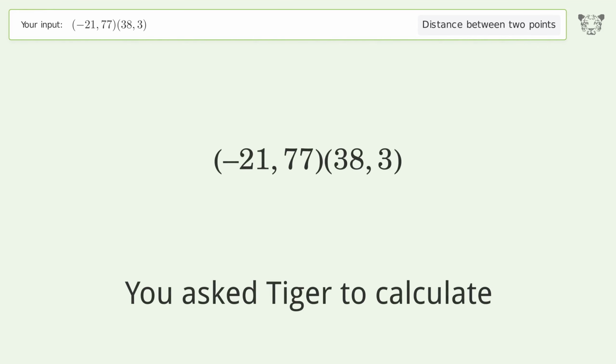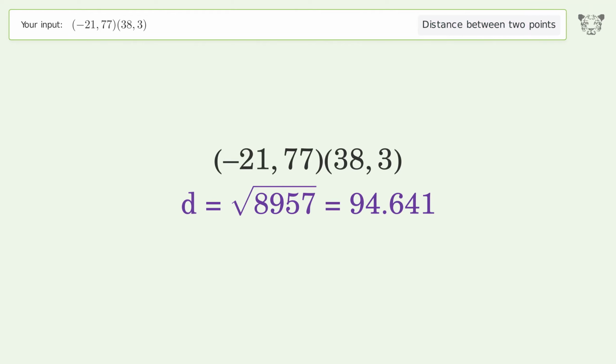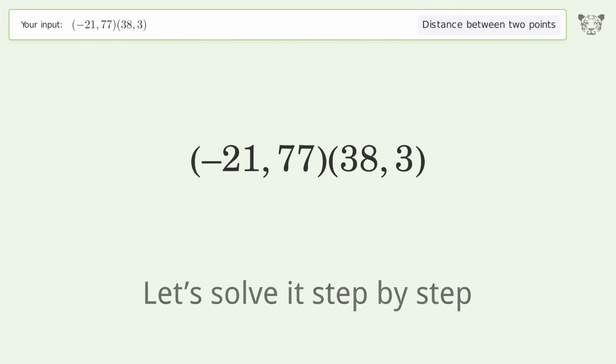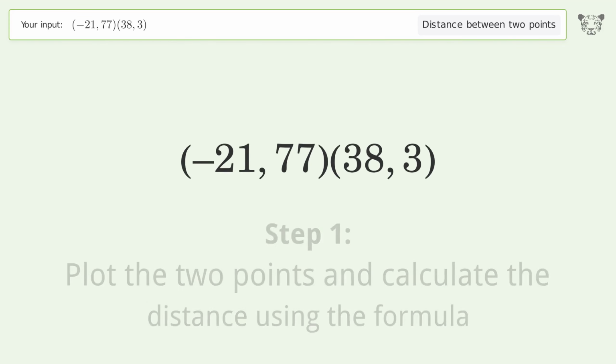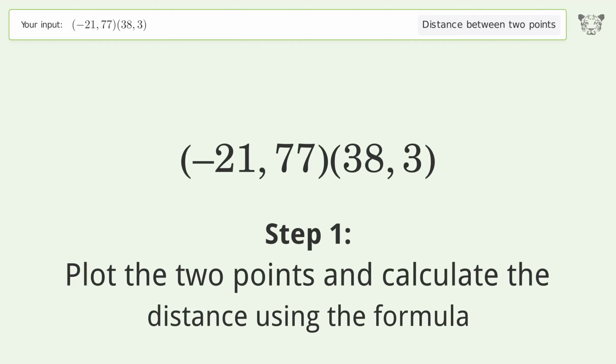You ask Tiger to calculate. This deals with the distance between 2 points. The distance between the 2 points is the square root of 8,957, or 94.641. Let's solve it step by step. Plot the 2 points and calculate the distance using the formula.